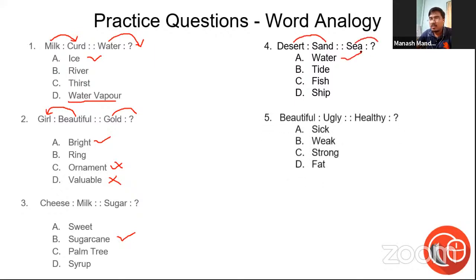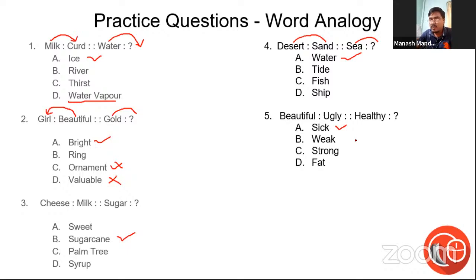Very good. The next question is, if beautiful is ugly, what is healthy? The options are sick, weak, strong, fat. Okay. Every one of you has answered it as sick. That is the correct answer. Very good.